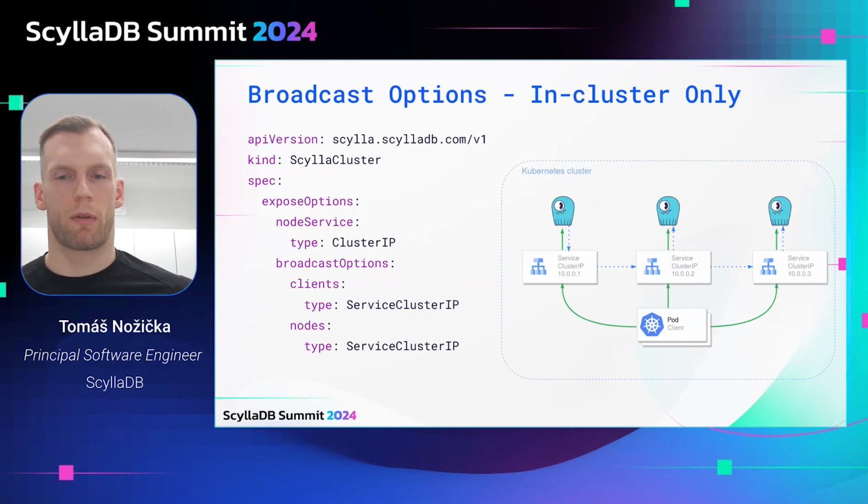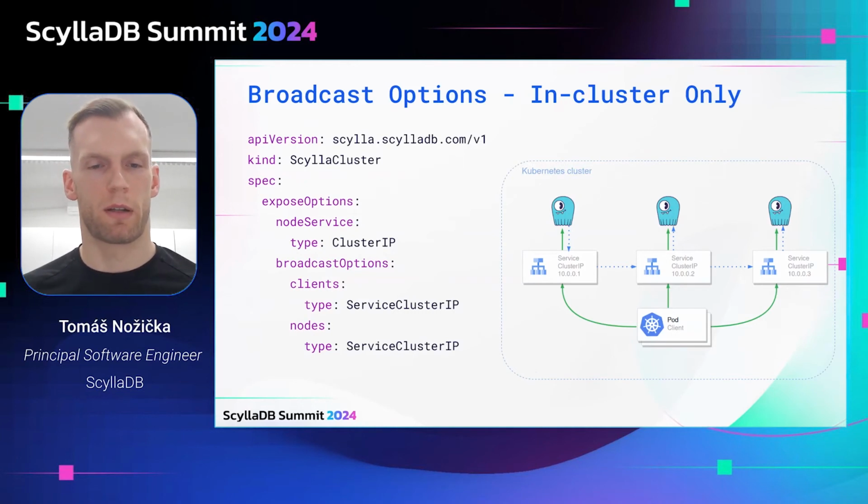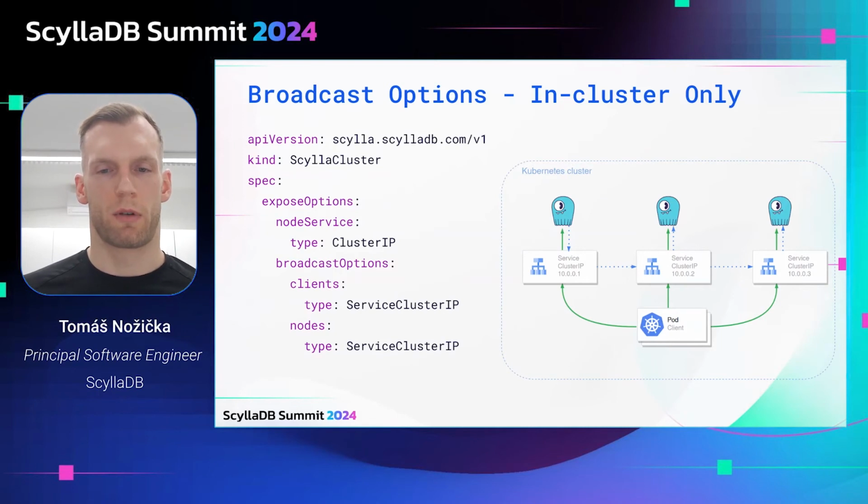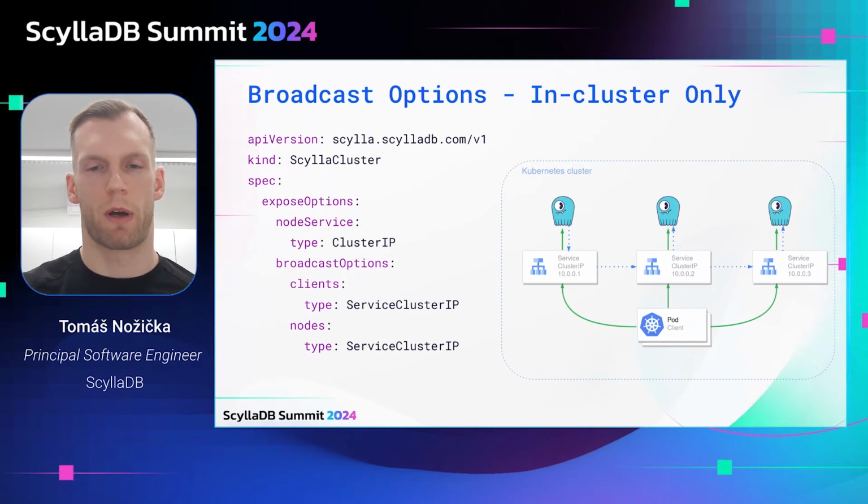So here's an example of how it was always set up. This one uses the cluster IPs, which is what we have used so far, and with that, your Scylla clusters are accessible for clients only when running in the same Kubernetes cluster, and the same goes for node-to-node communication. As I mentioned, you can configure this independently for clients and nodes if you want to just expose one of them externally.